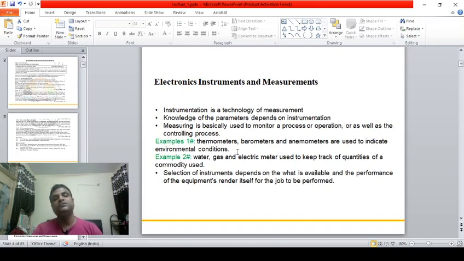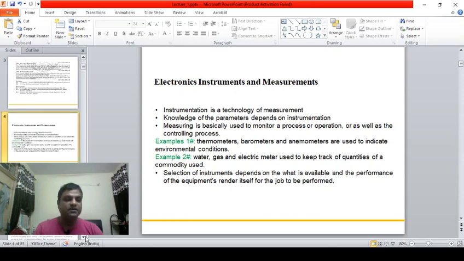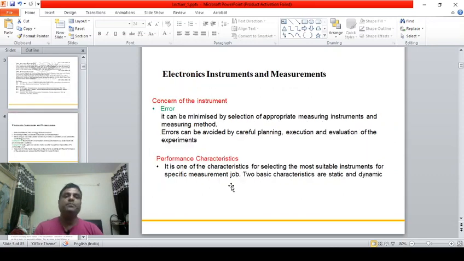If we conclude this whole topic, instrumentation is a technology of measurement, and knowledge of the parameter depends on the instrumentation. Measuring is basically used to monitor a process or operation, as well as to control a process. Then we move to the next topic.